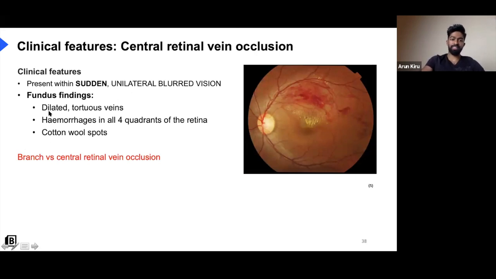But the fundus findings, and this is the big one, you get hemorrhages and cotton wool spots in all four quadrants of the retina. You also get usually dilated, tortuous veins, but that's quite hard to see. A central retinal vein occlusion is where the big central retinal vein gets blocked.